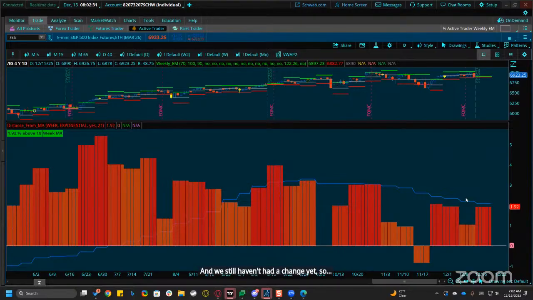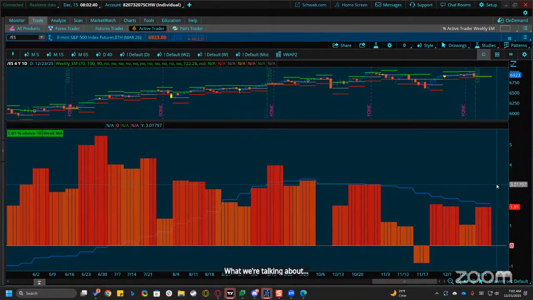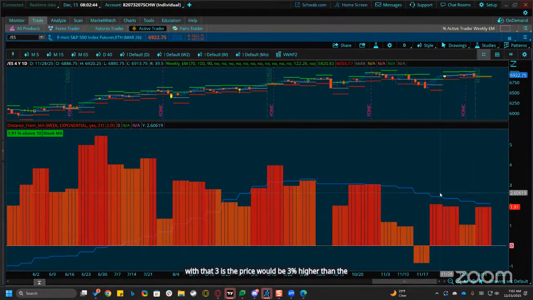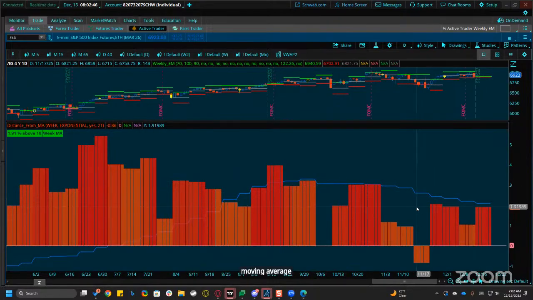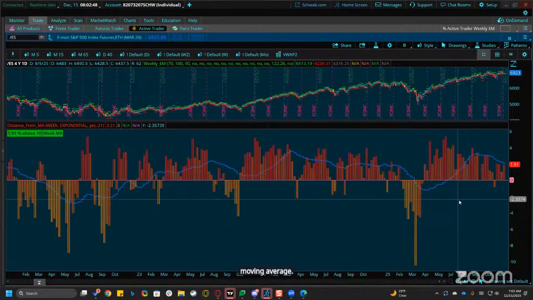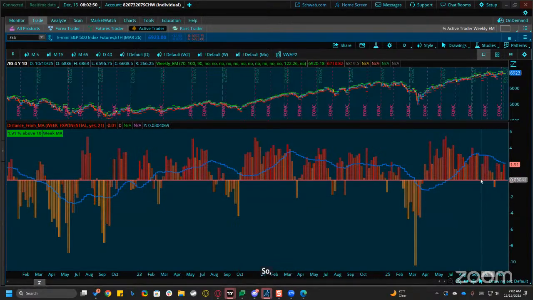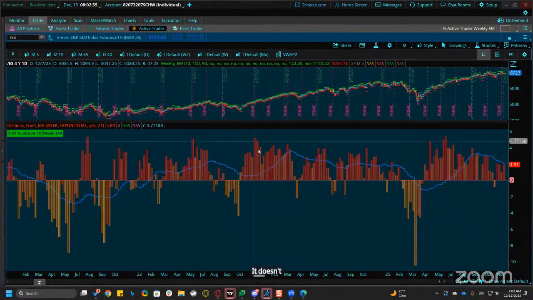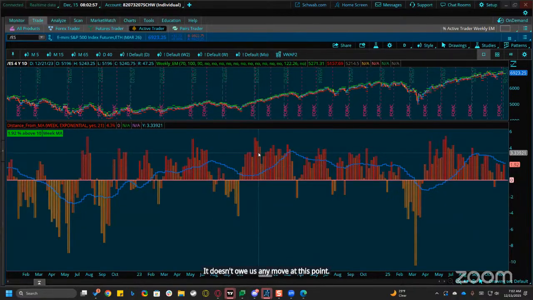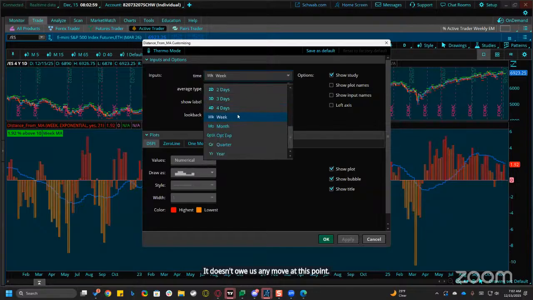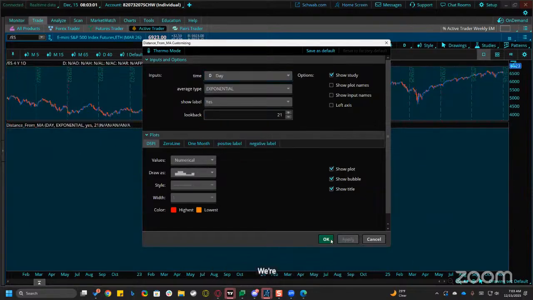So get above 2, and then we'll focus on the next level, which is 3. What we're talking about with that 3 is that price would be 3% higher than the 10-week moving average. So we're not bearish. We're not overextended. It doesn't owe us any move at this point. We're in a good, healthy spot.